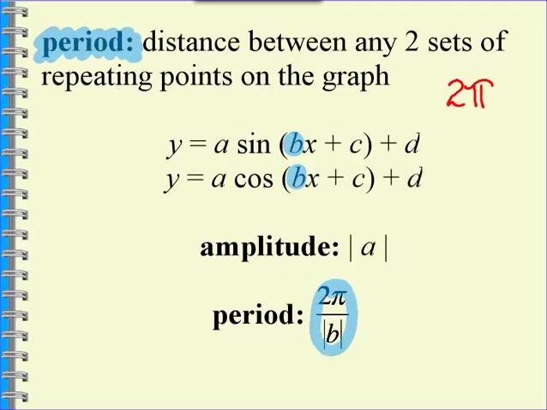So notice how I find the period here. It is 2 pi divided by the absolute value of B. Okay, 2 pi divided by the absolute value of B.